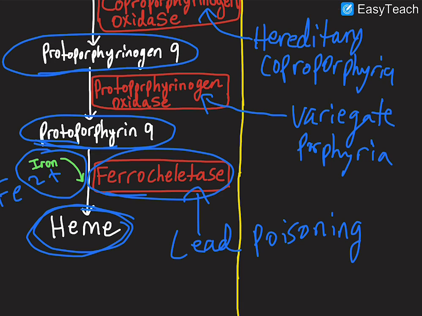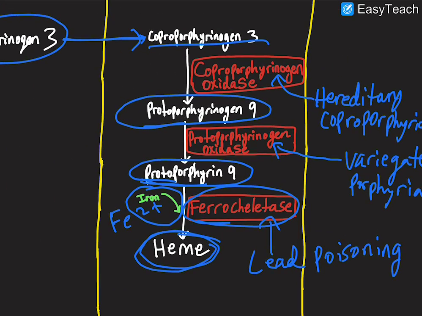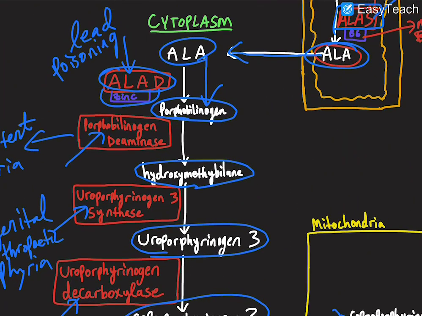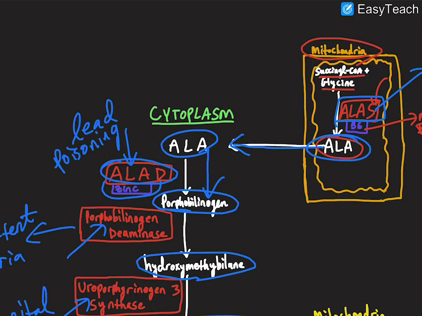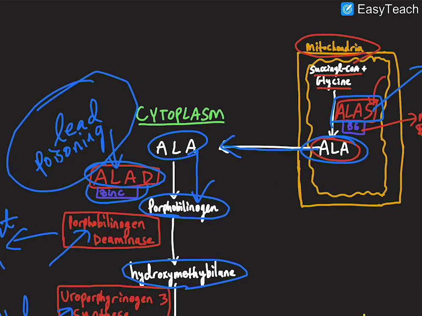Remember, lead poisoning not only can inhibit ferrochelatase, it can also inhibit aminolevulinic acid dehydratase. Remember, glycine and succinyl-CoA combine to make aminolevulinic acid via aminolevulinic acid synthase. Then ALA gets converted into porphobilinogen via the enzyme ALA dehydratase, and this can also be inhibited by lead poisoning. That's important to remember too.